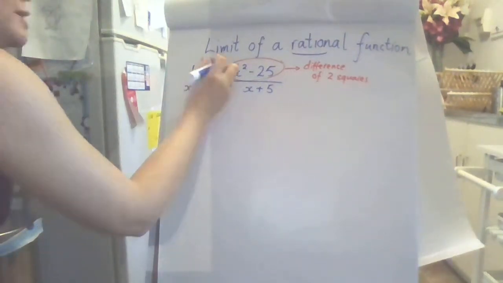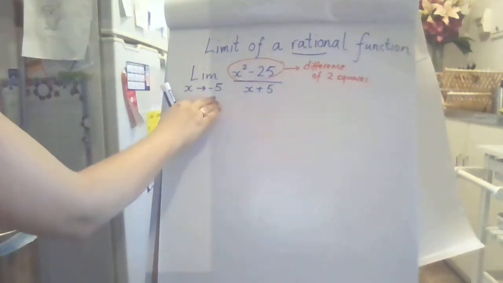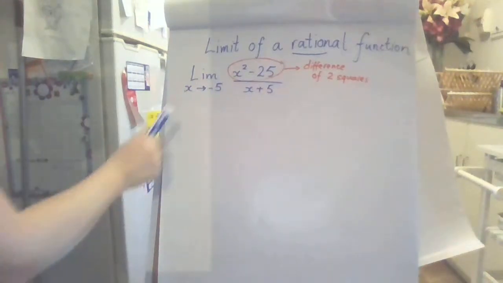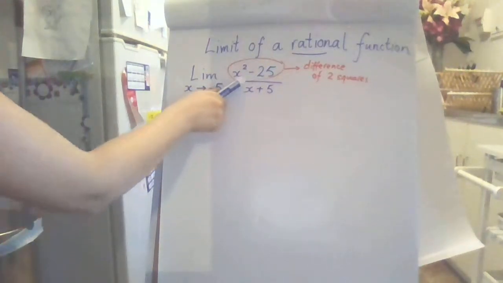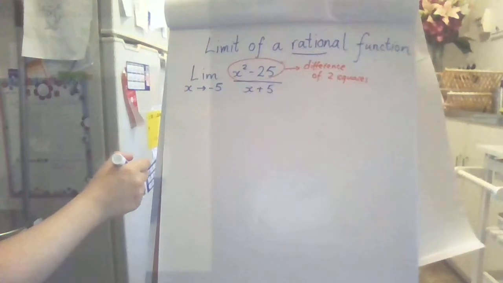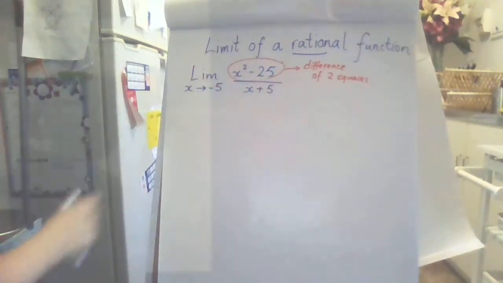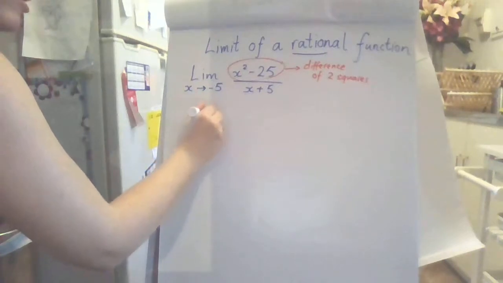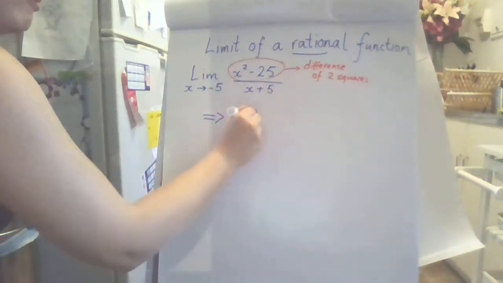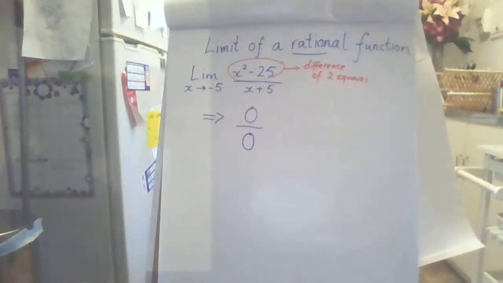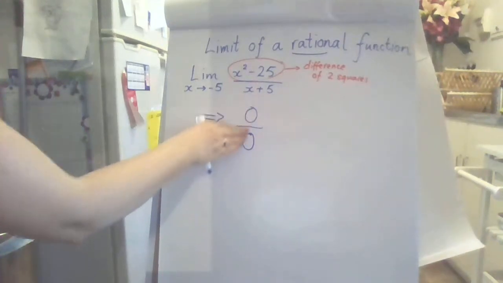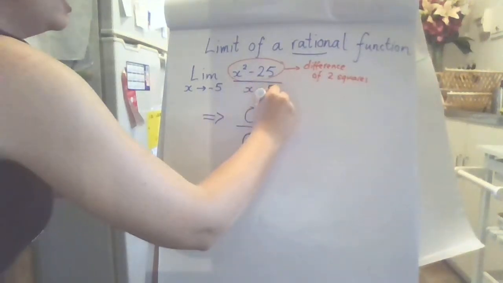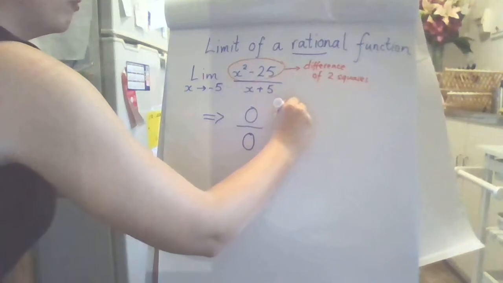Because you'll notice at this point, if you plug in -5, so if we do a direct substitution, you're going to end up with a 0 numerator. And you're going to end up with what we call an indeterminate form. So that's 0 over 0, which is known as the indeterminate form.